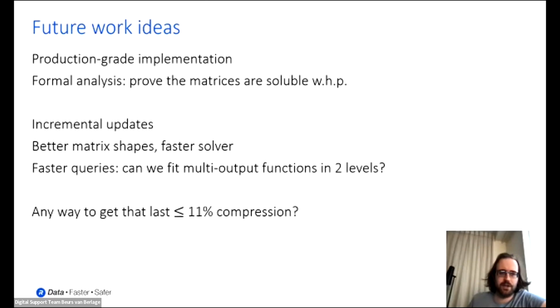A lot of this is just the generic stuff: there's a prototype grade implementation and it would be better to have a production grade implementation, or it would be better to have formal analysis of the whole process, in particular a proof that the matrices are always soluble with high probability. As well as incremental updates. There's probably a faster shape that you can make these matrices in, and is there any way to get that last 11% of the compression back?